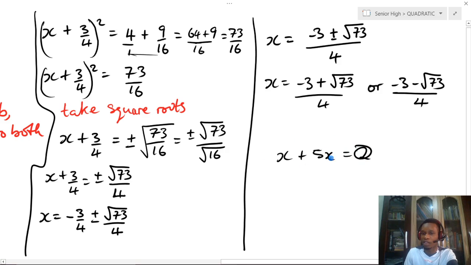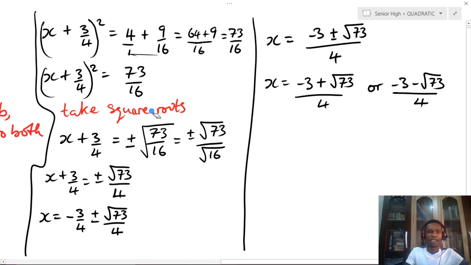How do you complete this square? That's what we just showed you here. Here's your b, right? So you take the half of b, then you square it and add it to both sides, and that's how you complete your square. Okay, so that is just by the side. So we might maybe work on questions that look like that as we go along.